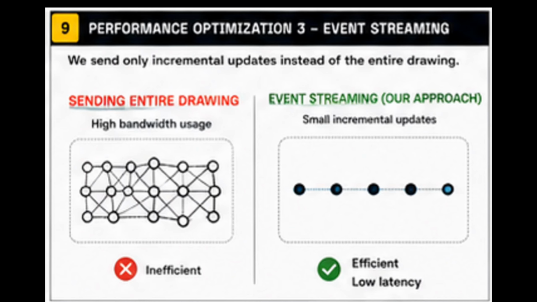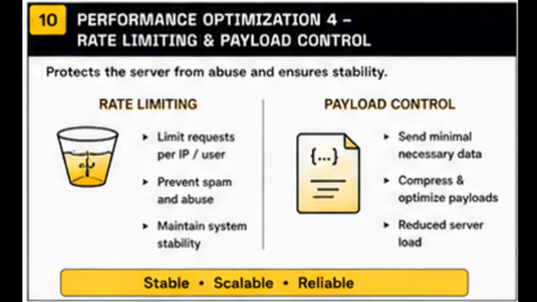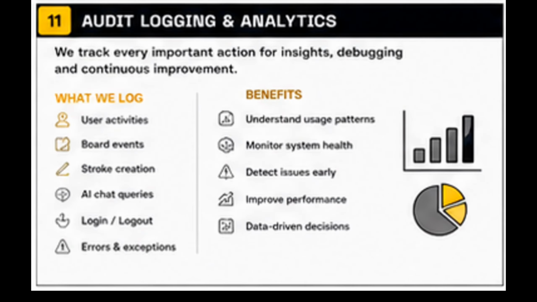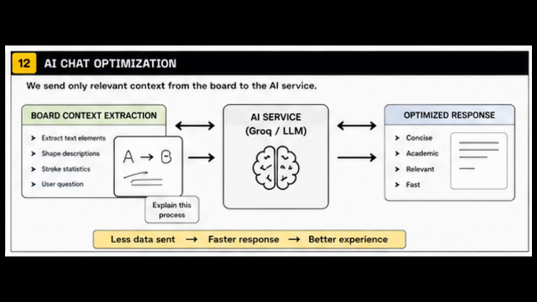The fourth optimization is the implementation of rate limiting and payload control mechanisms. These ensure that the server is not overwhelmed by excessive requests, and that the system remains stable even when multiple users are active simultaneously. The AI chat feature is also optimized for performance.